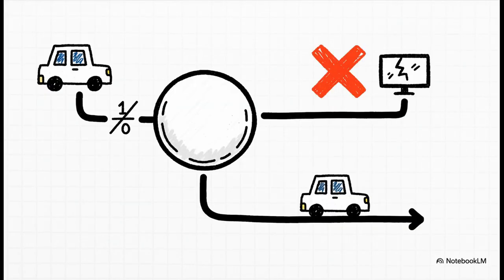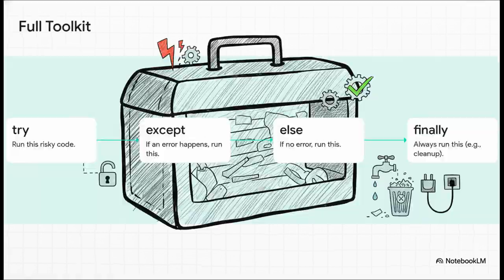And this is the airbag deploying. When that risky code inside the try block fails, the program doesn't crash. Instead, Python jumps immediately to the except block. It's our safety net. We've caught the specific error, and we get to run our own code instead, completely avoiding a total shutdown.